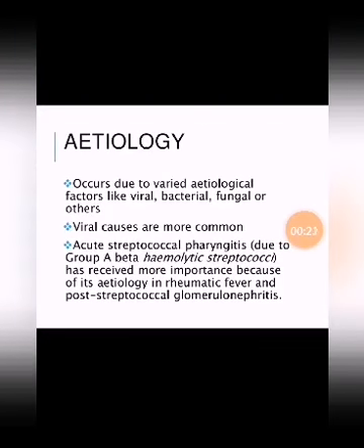What is the main etiology of acute pharyngitis? It may be due to bacteria, viruses, or fungi. Now I'm showing you a table of the bacteria, viruses, and fungi which may cause acute pharyngitis.